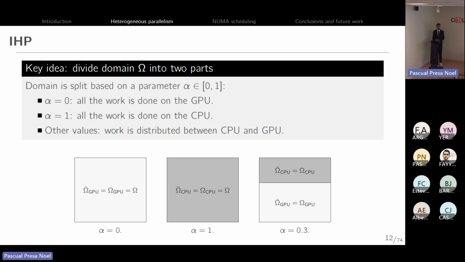And we divide our regions according to a parameter we called alpha. So when alpha is 0, all the work is done by the GPU. When alpha is 1, all the work is done by the CPU. And when we have other values, for example, 0.3, the CPU will take responsibility of 30% of the domain, and the GPU the remaining 70%.